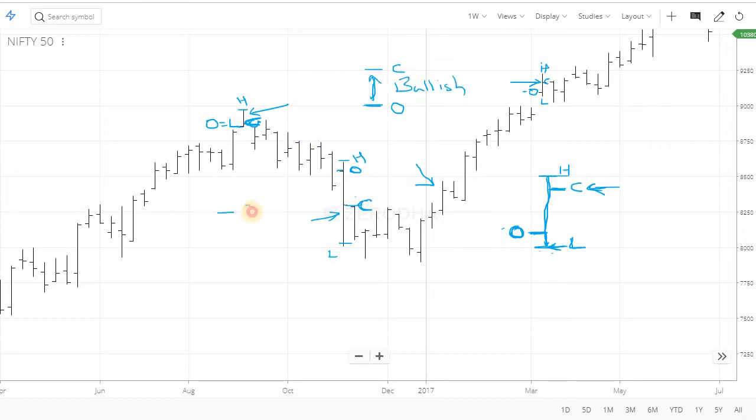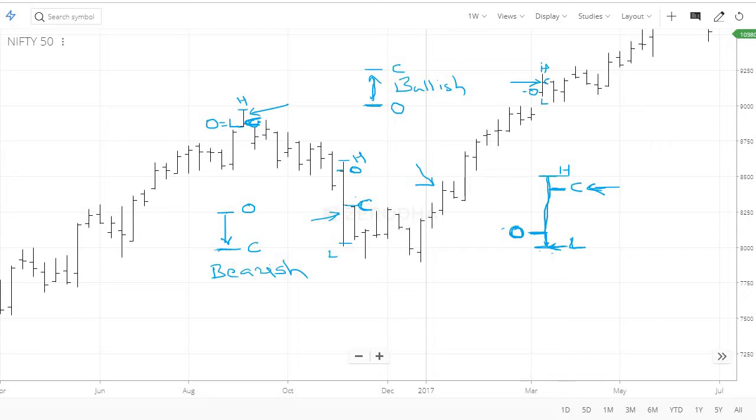And if open price is greater than closing price... here open price was less than closing price, here closing price was less than open price. So the market opened here, and at the end of this week the market closed here, so this closed price is less than open price. So if this kind of bar is formed, it will be called bearish.